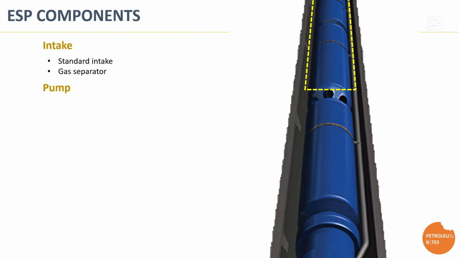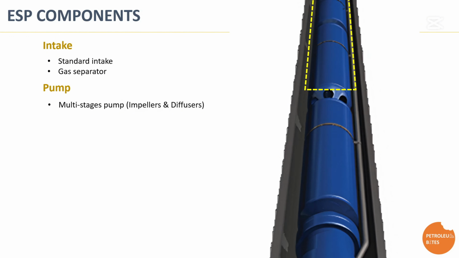The ESP pump stages are responsible for lifting well fluid from the intake to the discharge point at the surface. Pump stages are made up of multiple impeller-diffuser pairs stacked in series to gradually increase fluid pressure and push the fluid upward through the pump.